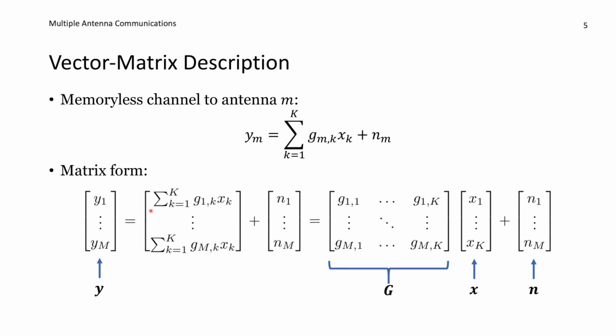So instead of writing up all of these different elements here, we can also write this in short form as y is equal to G times x plus n. And this type of description with a channel matrix and different vectors will be very helpful in order to analyze not the received signal at just one of the receiver antennas, but the entire system at the same time.